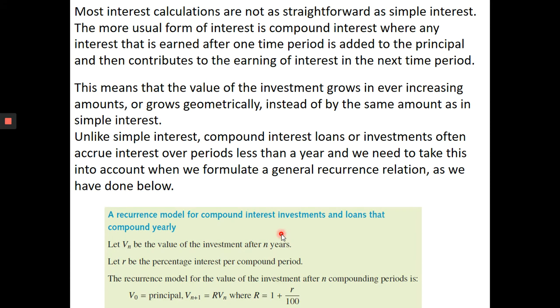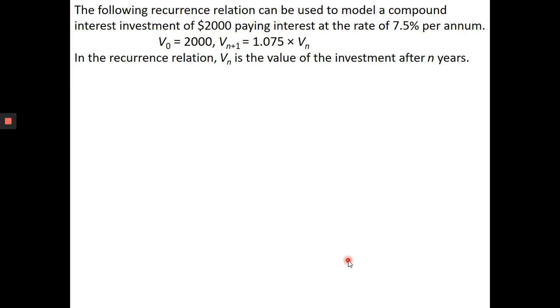So here's the rule. So here we have 1 plus R over 100. This is our geometric growth. It's a plus, so it's growth. If it was minus, it would be the decay one. So same, V0, still the principal. The next one, so Vn plus 1, the next term is R, which is our rate, times by Vn. Okay, so it's not that different. This is geometric growth. So let's look at an example.